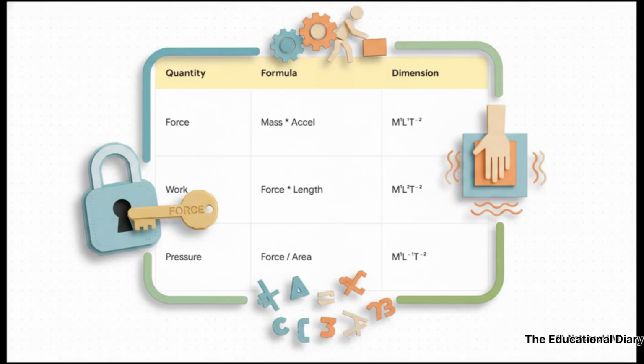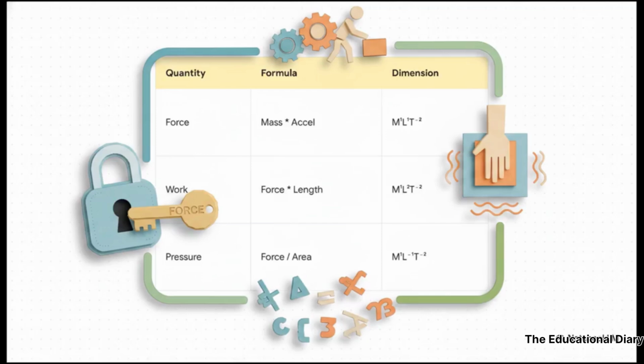And this brilliantly illustrates exactly why force is a cheat code. Knowing just that one formula instantly unlocks a whole bunch of others. Need the dimension for work or energy? Well, work is just force times length. So you literally just take the force dimension and tack on another L, giving you M1, L2, T-2.